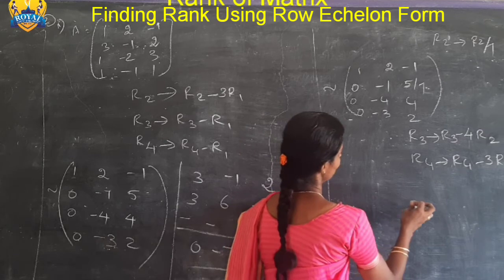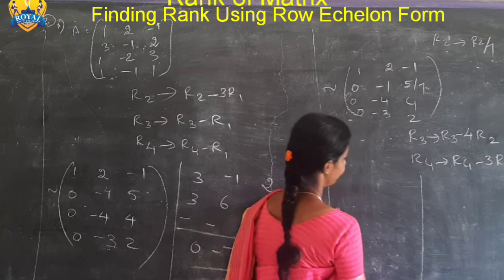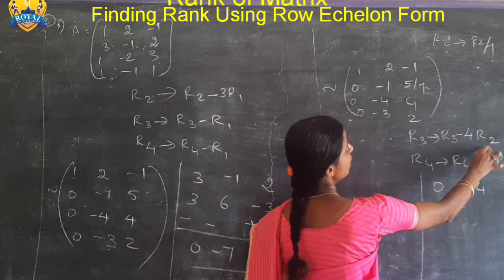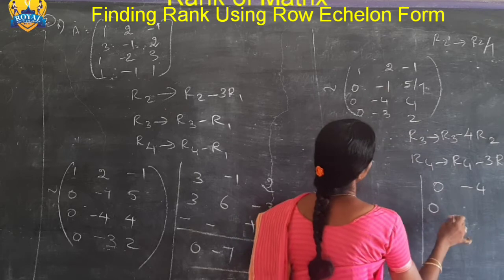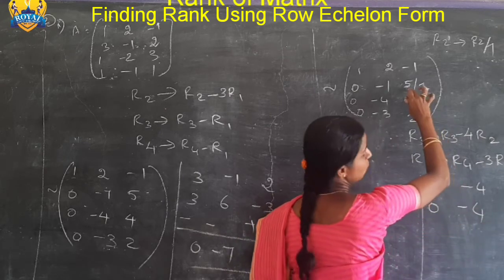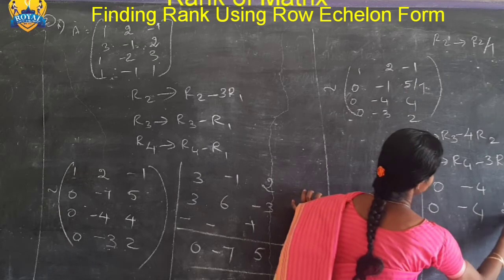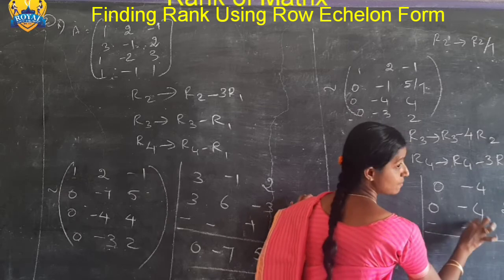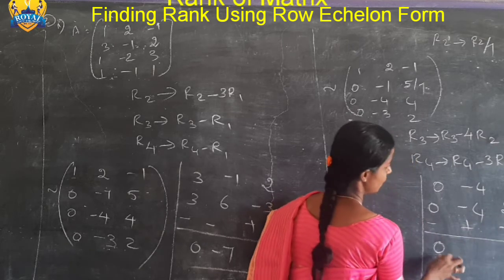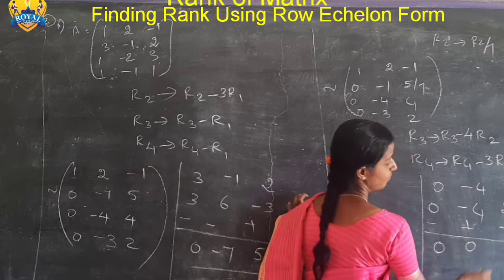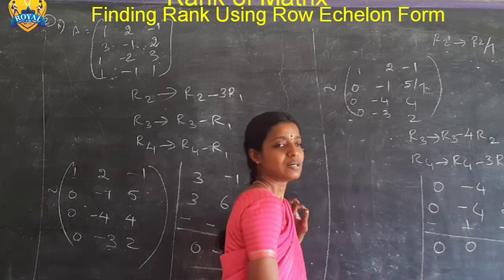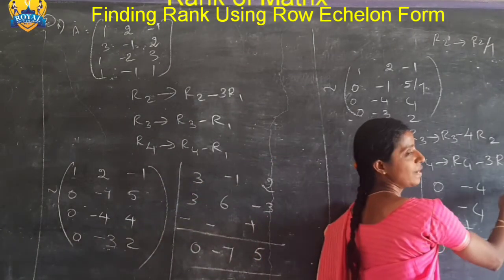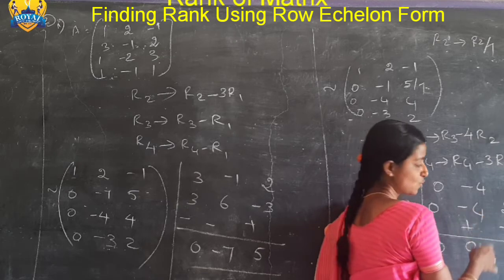So, what about the calculation part? My R3, 0, minus 4, 4. 4R2, so 4 into 0, 0. 4 into minus 1, minus 4. 4 5s are 20 by 7. Now this I need to subtract. Minus becomes plus, here minus. So 0, minus 4 plus 4 becomes 0. 4 minus 20 by 7. So I am supposed to take the LCM and calculate. So 4 minus 20 by 7, 28 minus 20 by 7, 8 by 7.